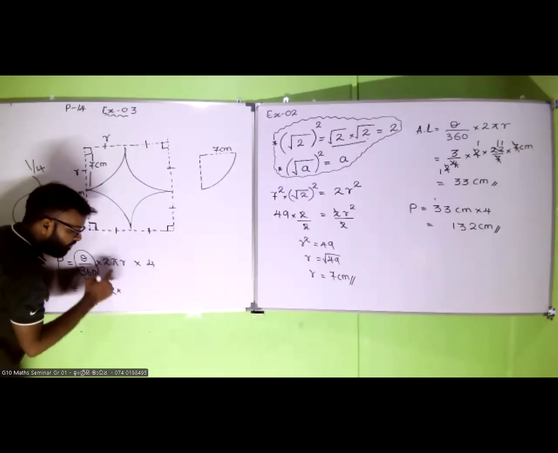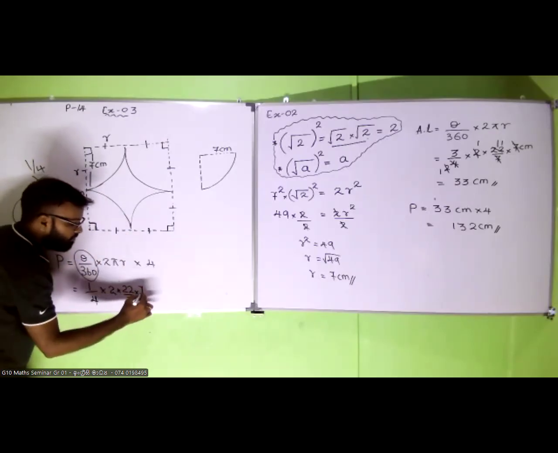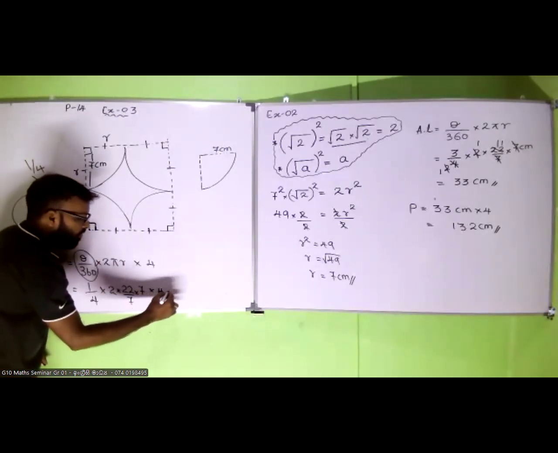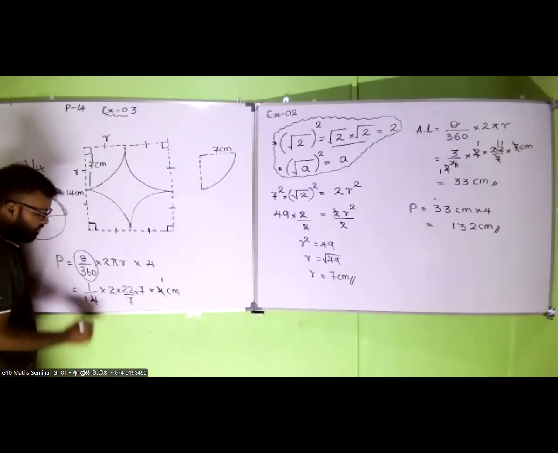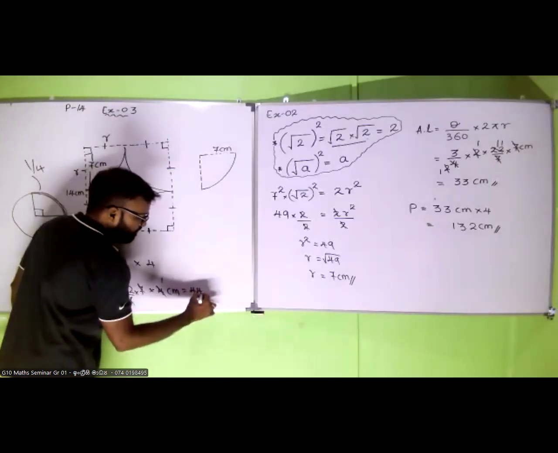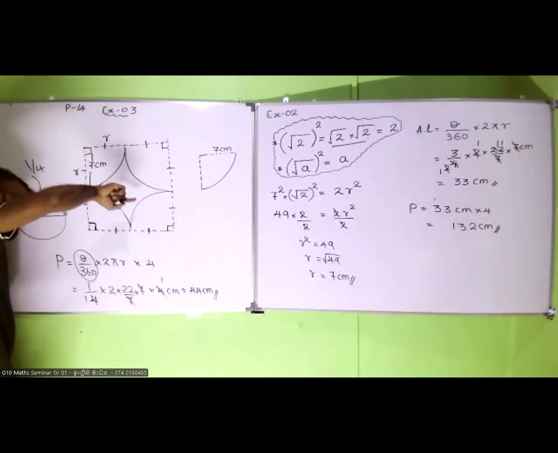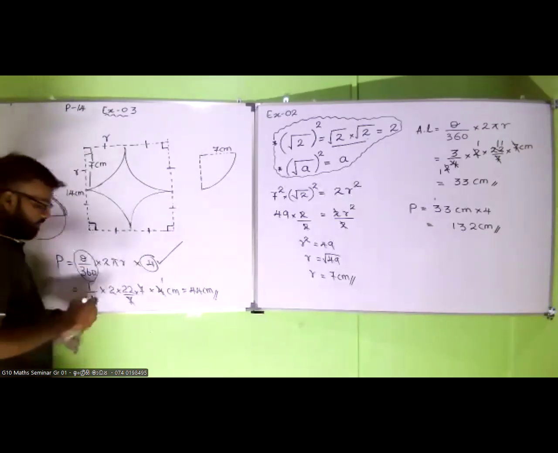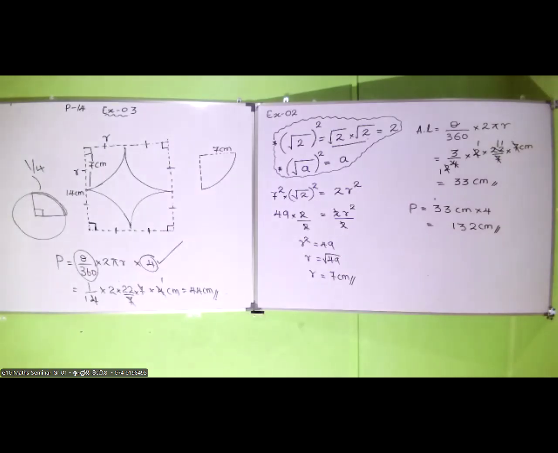Now look at the board. 2π means 2 times 22/7, multiplied by r, which is 7, multiplied by 4 centimeters. Simplify: 4 times 1, 4 times 1, 7 times 1, 7 times 1. 44. Nice. I have found the perimeter of the whole figure: 44 centimeters. I hope all of you got the correct answer.